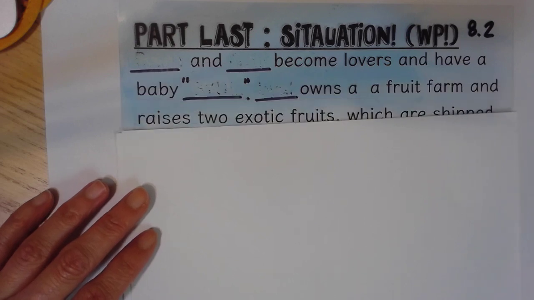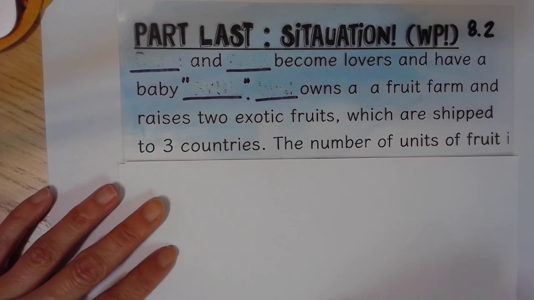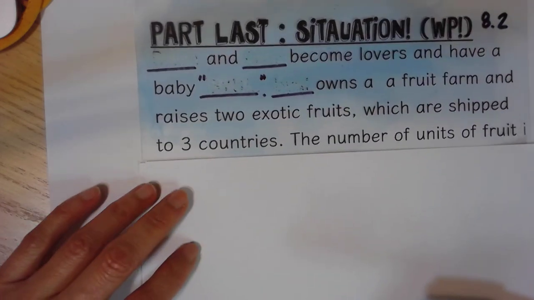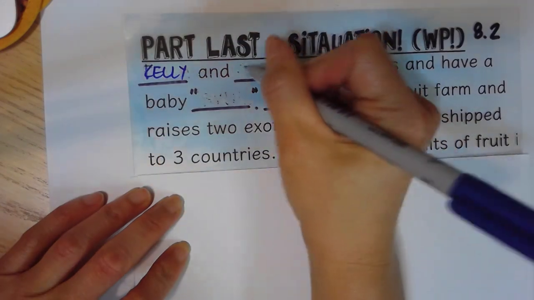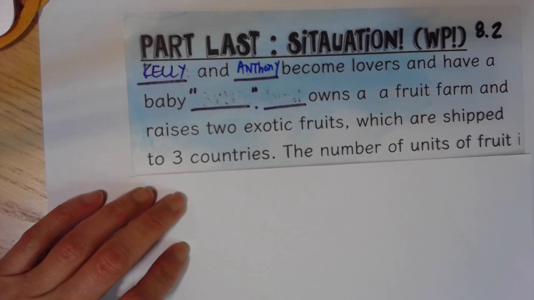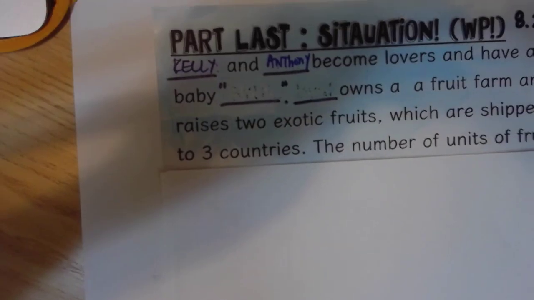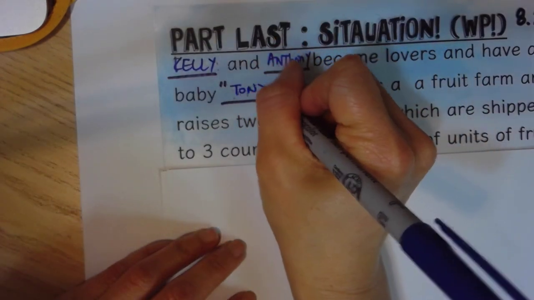So I was going to do something fun in class with you. We were going to make babies with these two lovers from the class. So let's just say Kelly, in this case, and Anthony become lovers and have a baby. And our baby would be named, let's see, what would it be named? Let's name it Tony, okay?